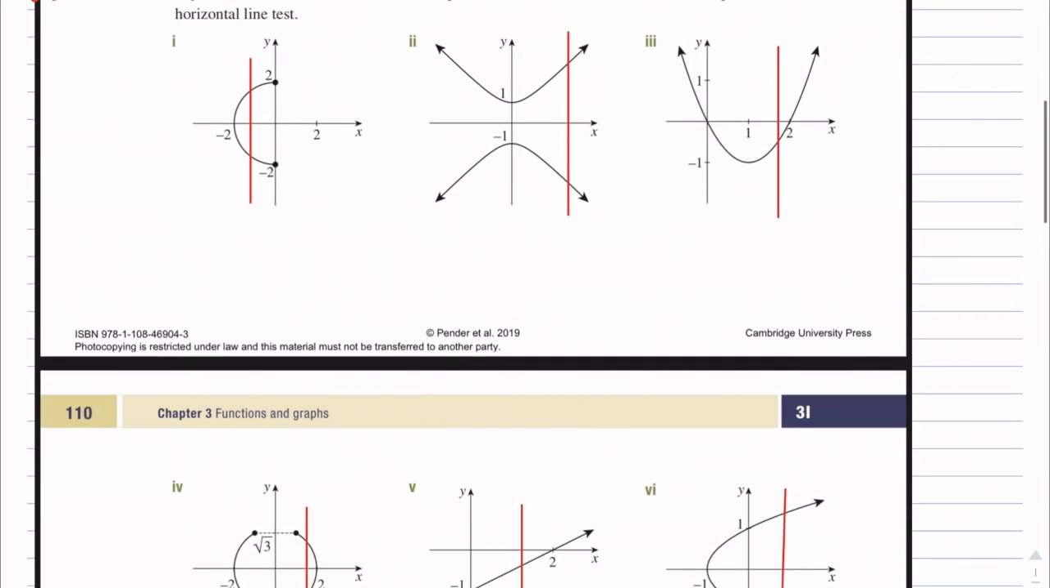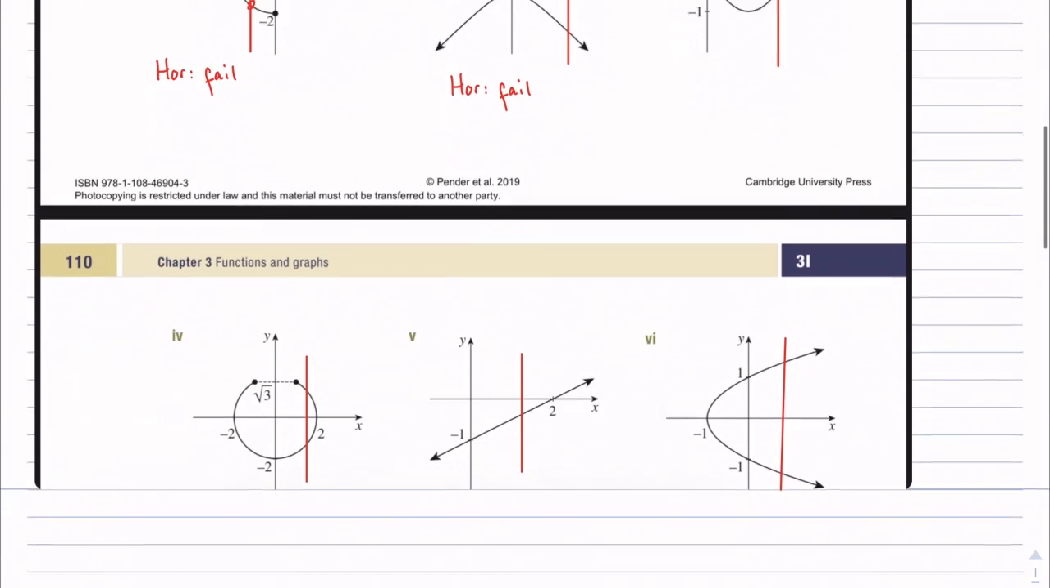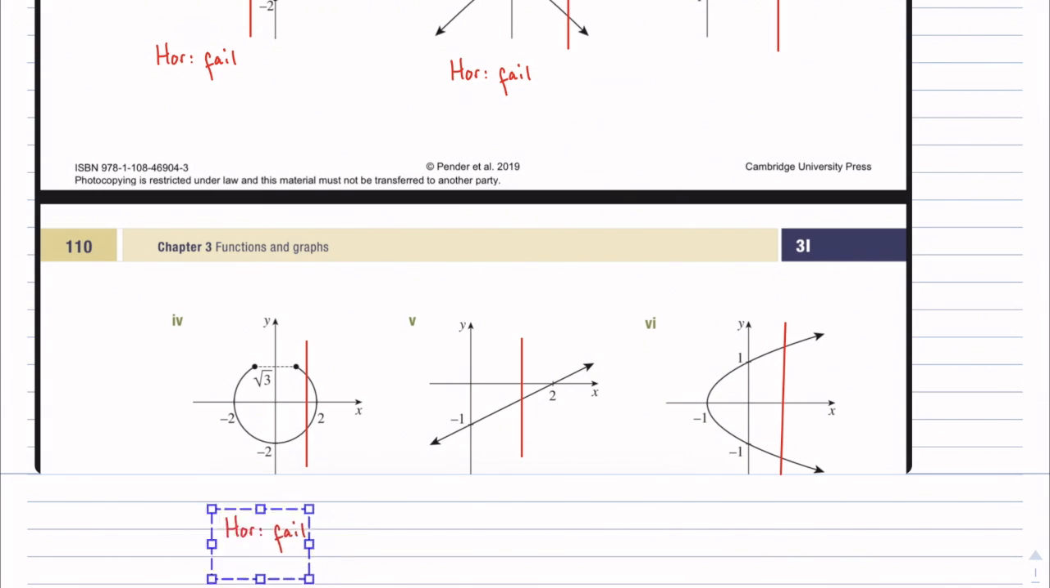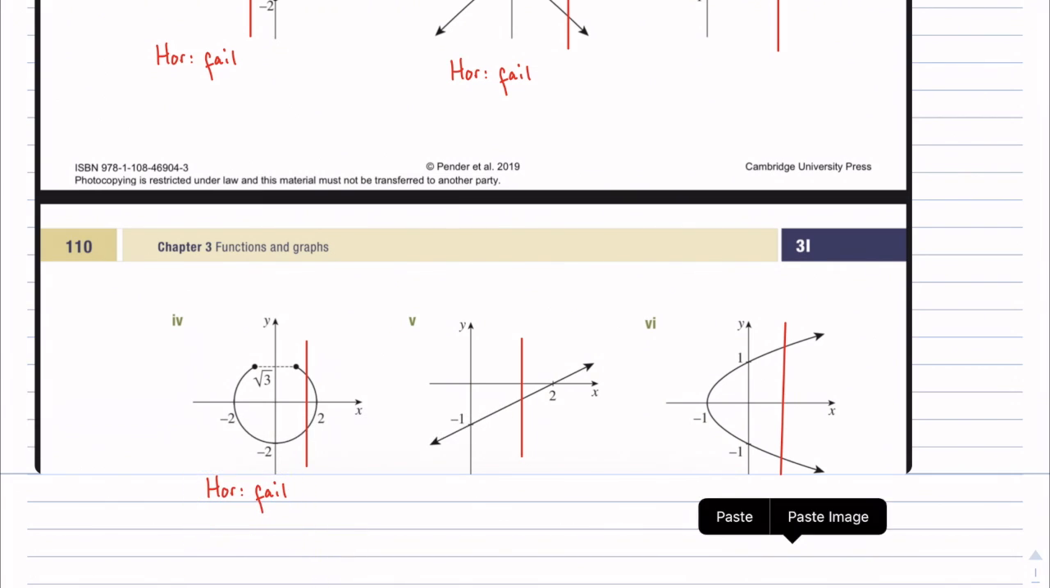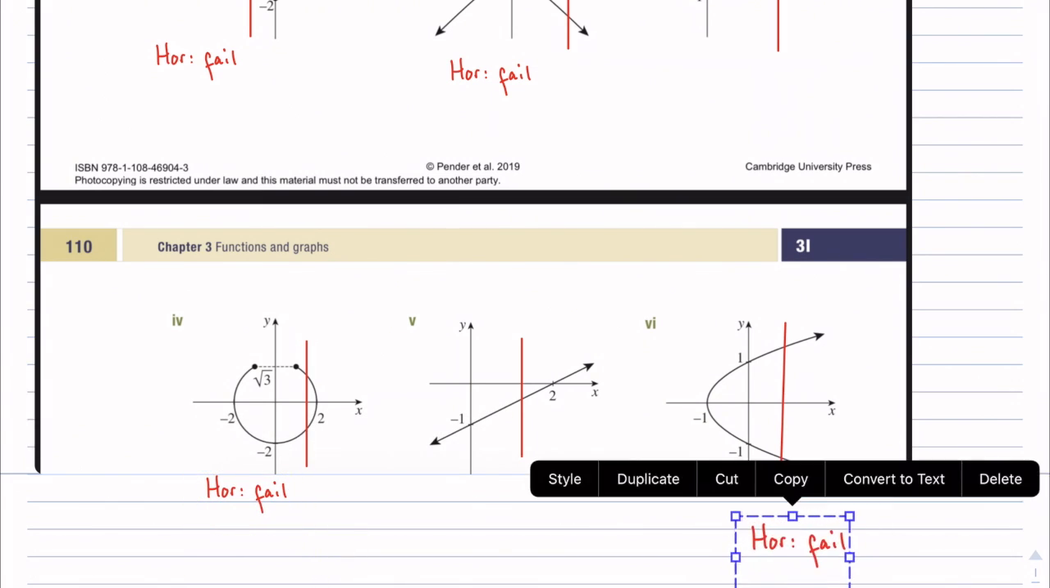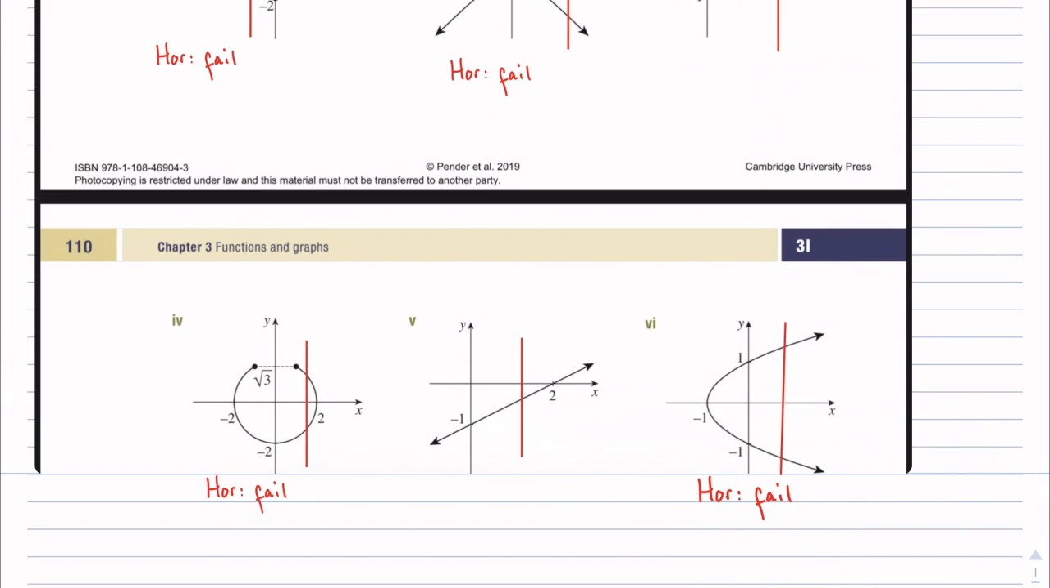Okay. So, horizontal. This is a fail, it hits it twice. The other ones that hit twice, copy this one, definitely. Number 3, no, it's fine. Number 4, yeah, definitely. Number 5 is fine. Number 6, come on. Definitely fails.